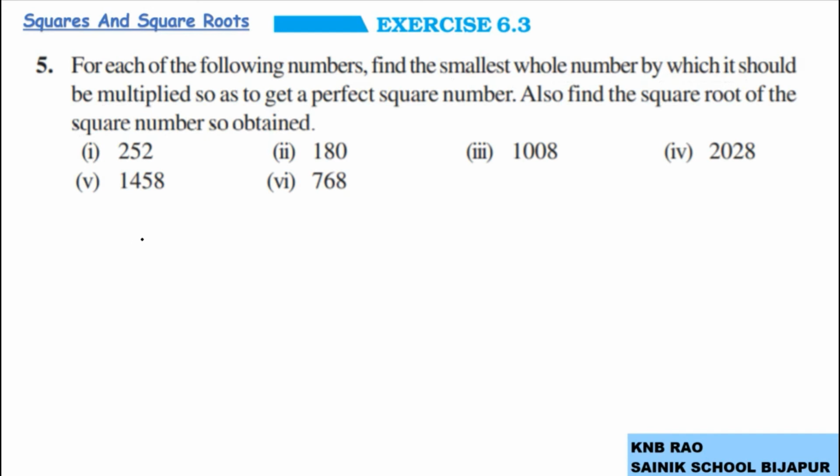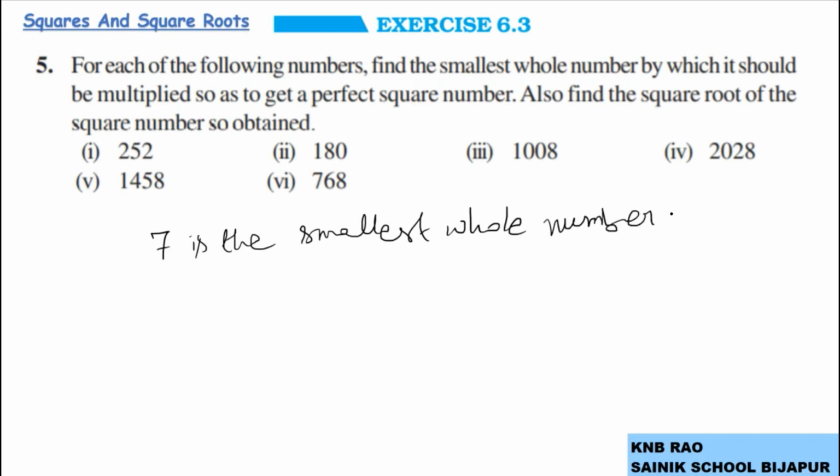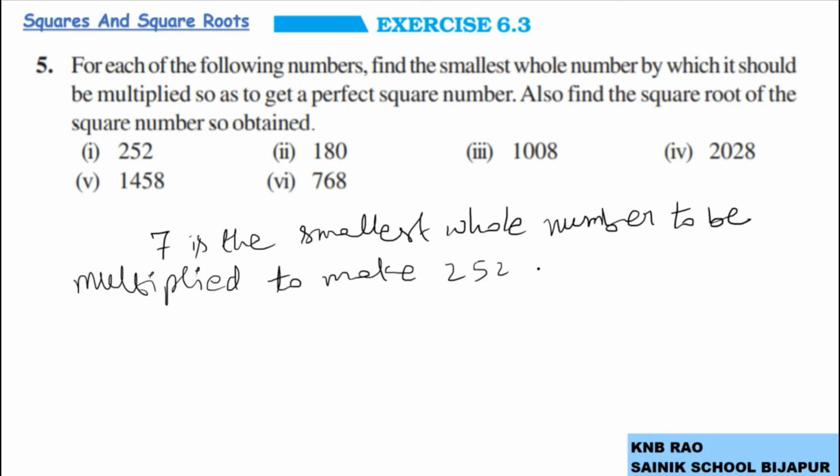As a next point, we will write: 7 is the smallest whole number to be multiplied to make 252 a perfect square.